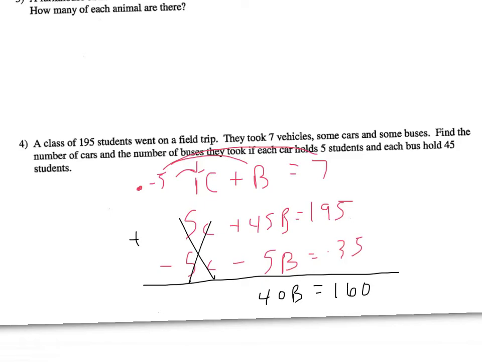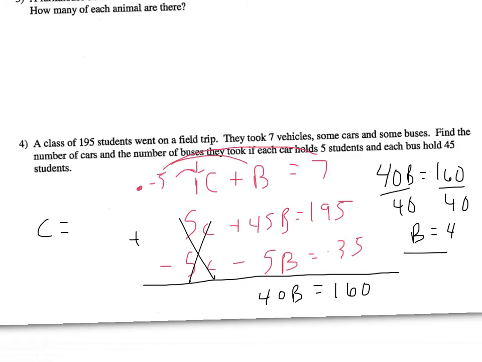Okay, let's solve that equation. We got 40b equals 160. Divide each side by 40, undoing multiplication with division, and our b equals 4. So we know we're taking 4 buses to the field trip, and since there are 7 vehicles total, we would of course take 3 cars.